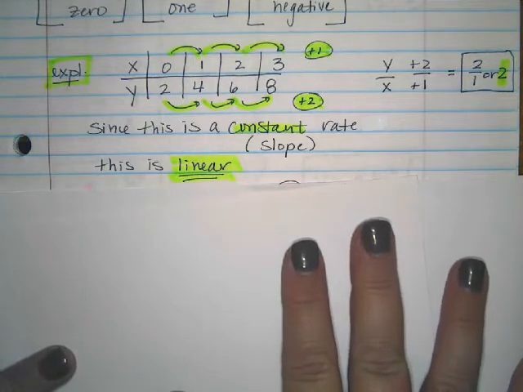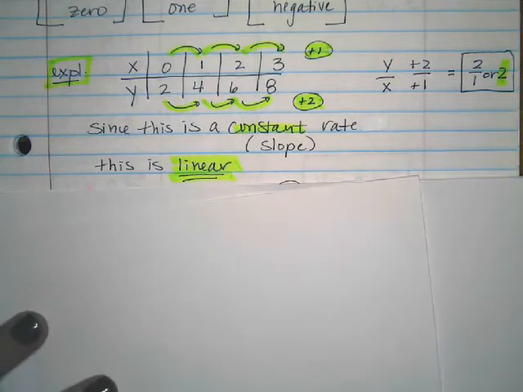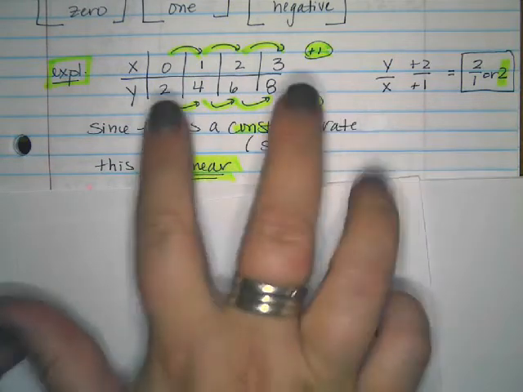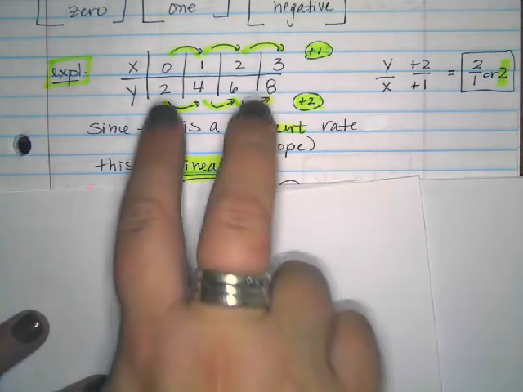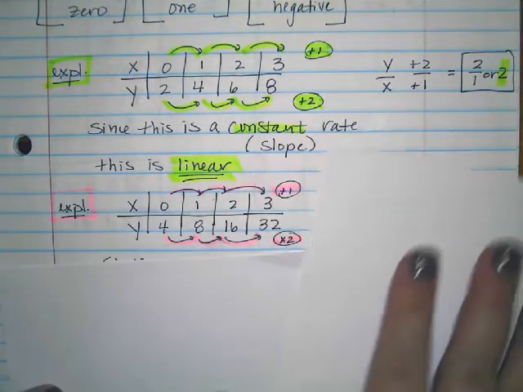So since this has slope, or a constant rate, this is linear. I know that this function is linear. And again, for us, that's review. We've been taking a look at those for a while. So we wrote this down here so we can see the difference between linear and exponential. So now let's take a look at an exponential function.